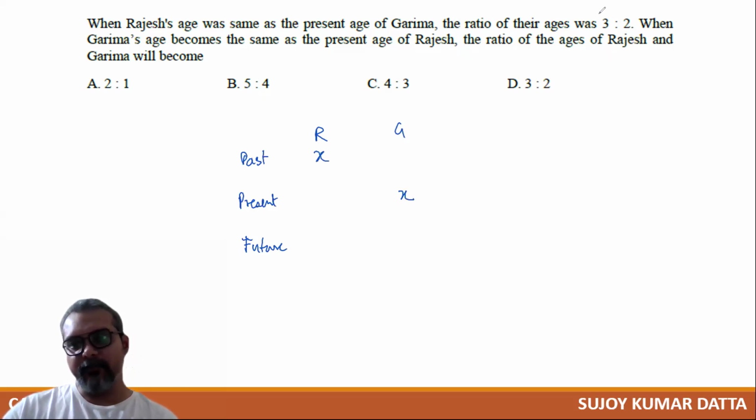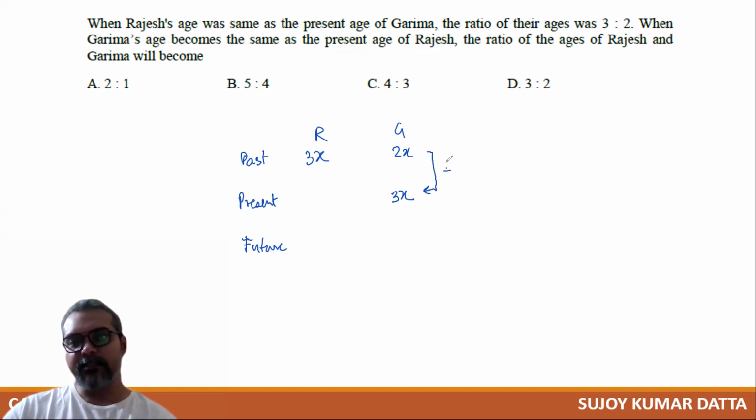At that time, the ratio was 3 is to 2. Okay, so if it is 3 is to 2, it makes sense to keep this as 3x, and we can easily maintain the ratio 3 is to 2 and write 2x there. So when Garima at present is 3x, so when Rajesh was 3x, then Garima was 2x. So that's the link we have been given.